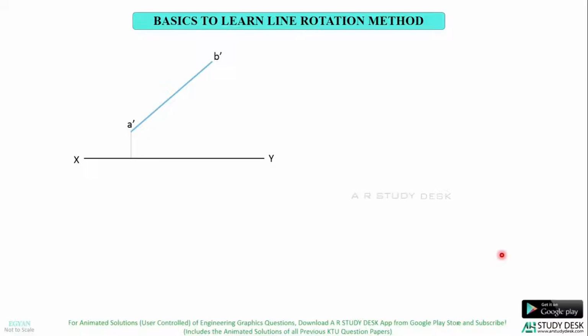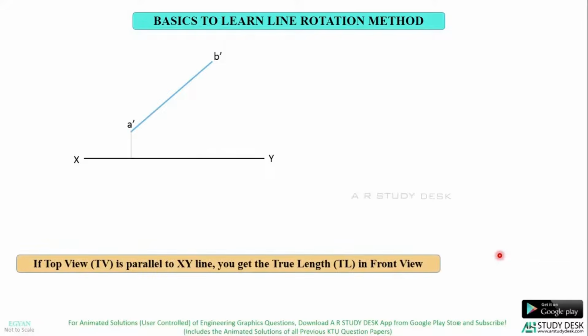Do not answer immediately that it is the true length of the line. You know why? We have studied that if the top view is parallel to the XY line, you get the true length in the front view. Which means after seeing the top view only, you can decide whether this is the true length or the apparent length. Okay, so let us see the top view.